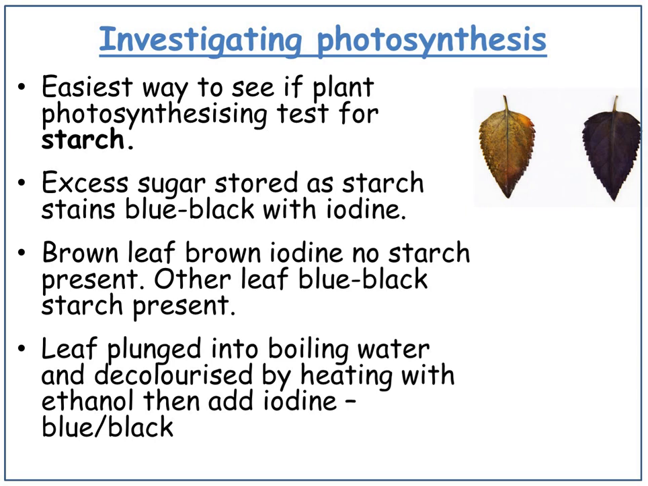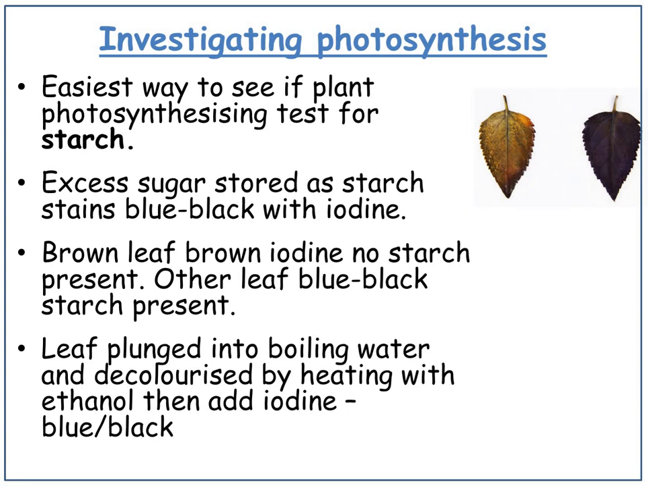Investigating photosynthesis. The easiest way to see if a plant is photosynthesizing is to test for starch, because excess sugar is stored as starch, and that will stain blue-black with iodine. So a brown leaf with iodine on means there's no starch, it means it's not been photosynthesizing. A leaf that has been photosynthesizing will go blue-black because it has starch present.